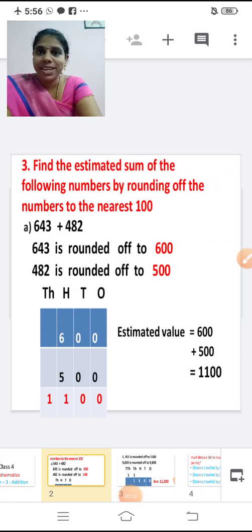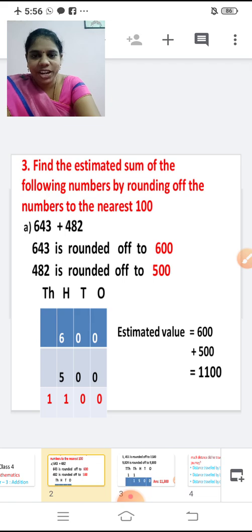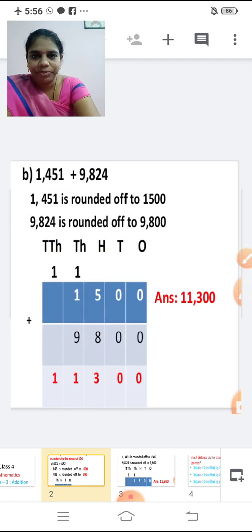Find the estimated sum of the following numbers by rounding off the numbers to the nearest 100. We are going to round off the numbers to the nearest 100. This we saw in last class, right? And again we are continuing with one more sum now.